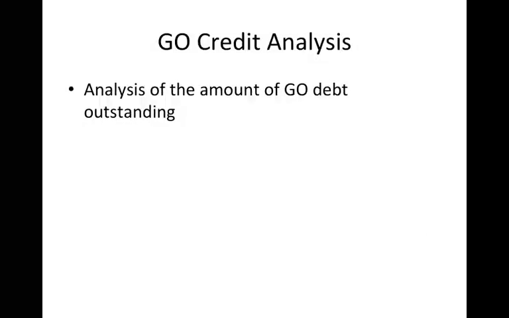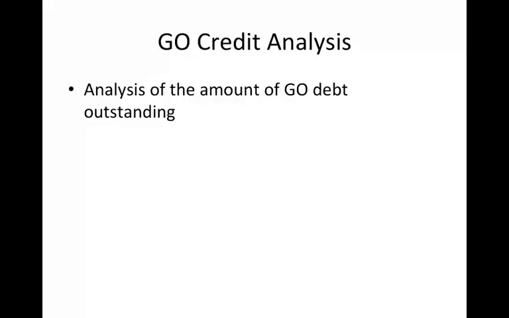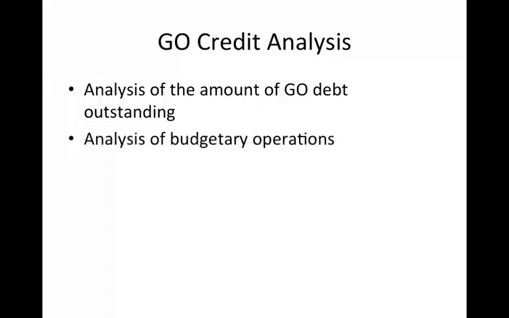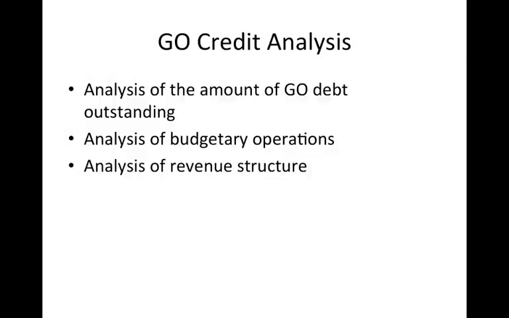Looking specifically at how financial analysts, municipal analysts in the municipal bond industry look at general obligation and tax-backed debt, there are basically four things that they're analyzing. The amount of debt outstanding. I'm looking particularly at GO credit analysis here, but it would be the same for tax-backed debt as well. An analysis of the budgetary operations of the government, how it raises its resources and what it spends them on. An analysis of the revenue structure.